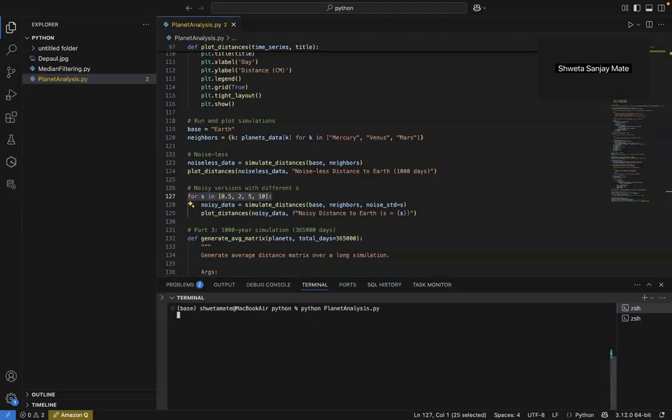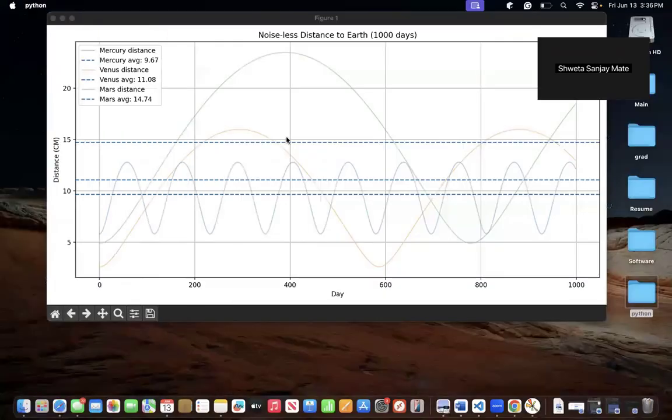I'm here to present my assignment for Python programming. Let's start by running the code, which is for planet analysis. So this is my first plot for the noiseless time series plot. You can see the transparent curves for daily distances, horizontal dashed lines for average distances.